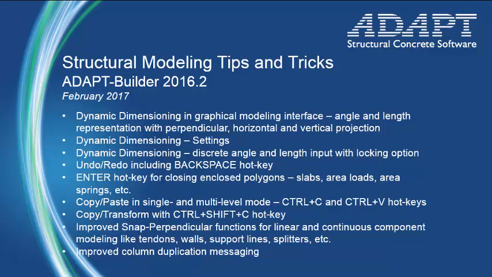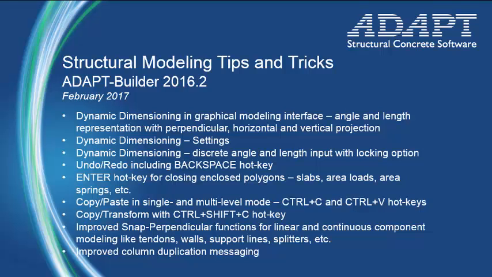This video will discuss and illustrate structural modeling tips and tricks in AdaptBuilder 2016.2. These include dynamic dimensioning in the graphical modeling interface, allowing the user to view both angle and length while modeling polygons like slabs or area loads, and also continuous lines like tendons, support lines, and splitters. The user can also see perpendicular, horizontal, and vertical projection lines, allowing the user to quickly and easily navigate and model slabs and continuous elements.